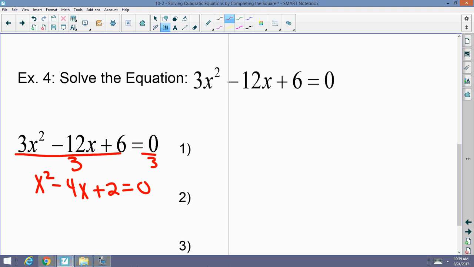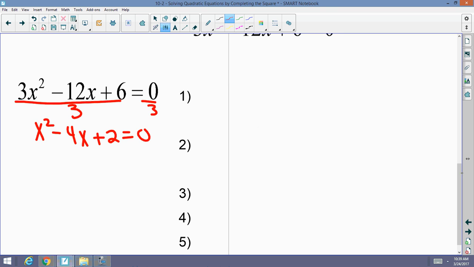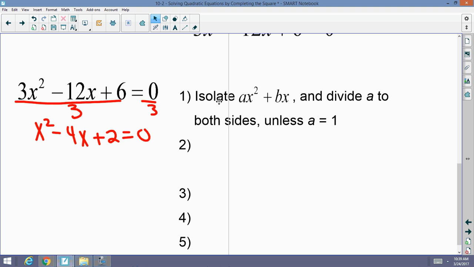It's unfactorable. So what you're going to do, guys, first thing, you're going to isolate the ax squared and the bx and divide by a to both sides unless a is 1.